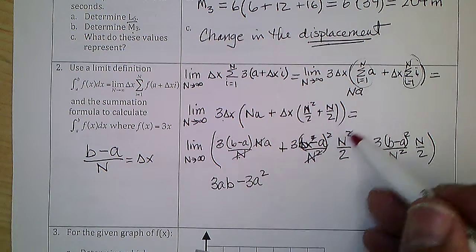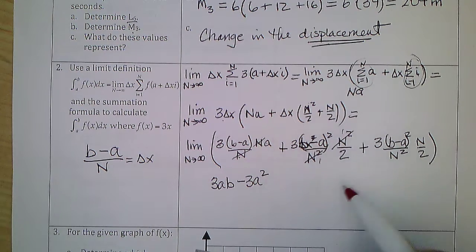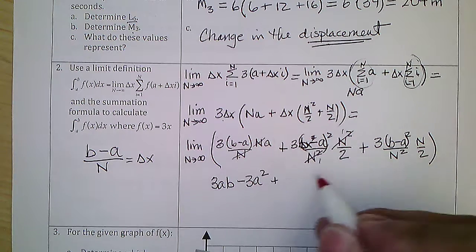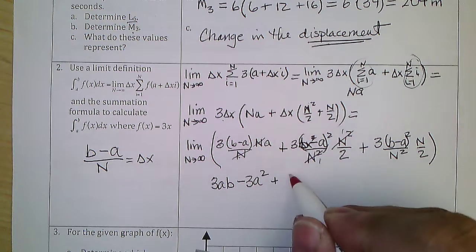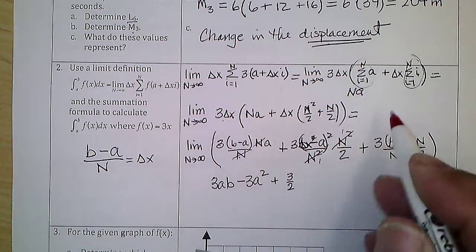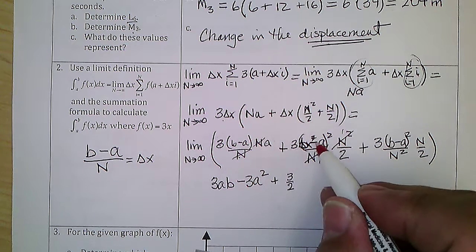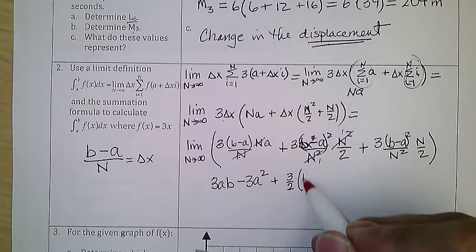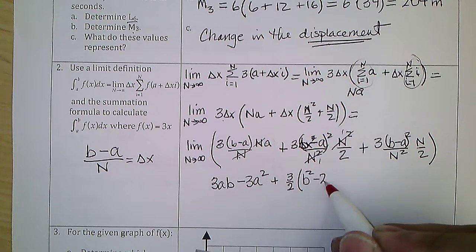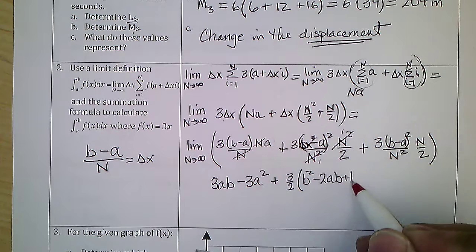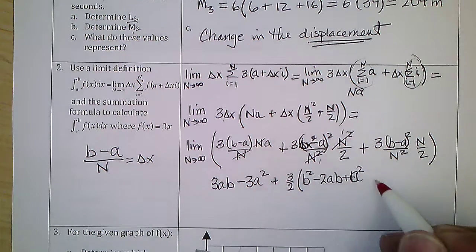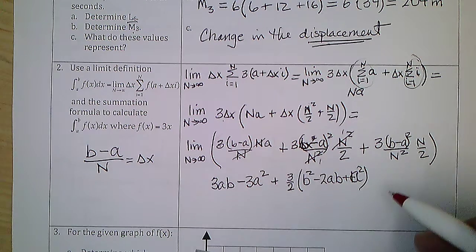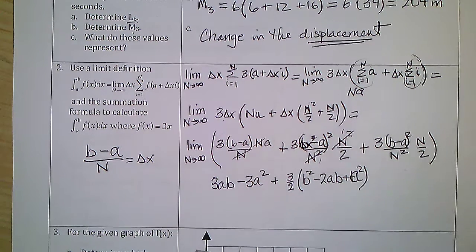These n squareds cancel, becoming 1 and 1, and so we have plus 3 over 2 times (b minus a) quantity squared. That would be b squared minus 2ab plus a squared. And no n's left because they're canceled.